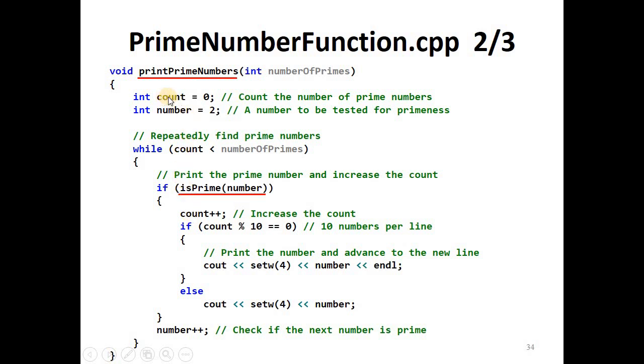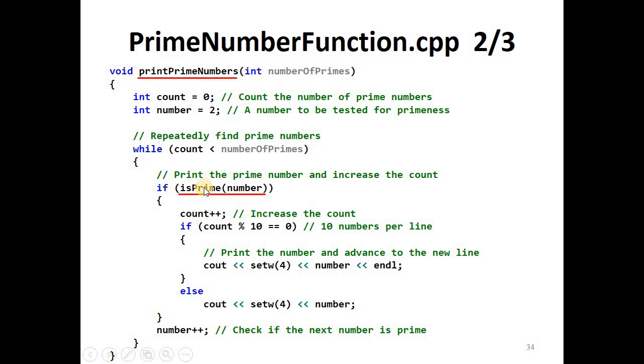It starts with initializing count to 0, and the prime number cannot be 1, so it starts with number equals 2. Here we have a while loop that is executed as long as the counter is less than 50. For each number, it checks this number using the isPrime function. If the number is not prime, it does not print it.